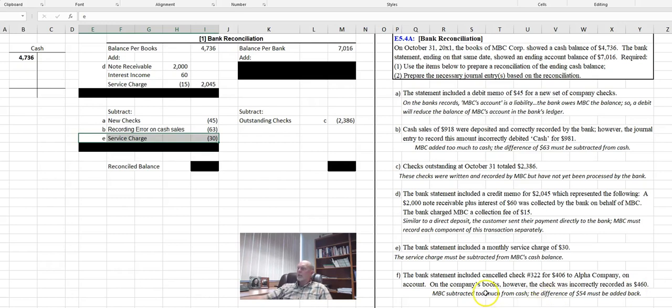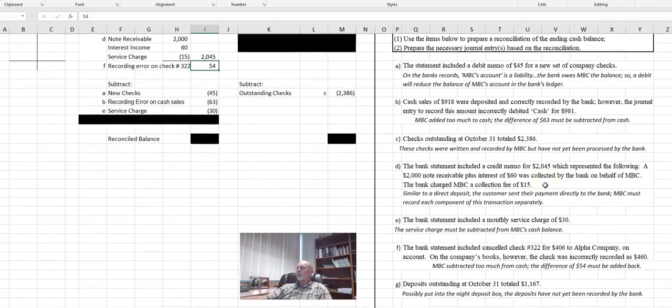And let's see, this was a check that we wrote for $406, but we recorded it as $460, so we subtracted too much from our cash. So we're going to add that $54 back. So we're going to put that up here in the addition part for that recording error that we made for that $54. Okay, a couple more.